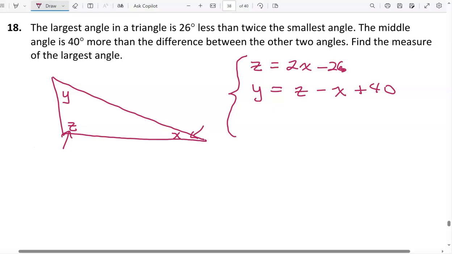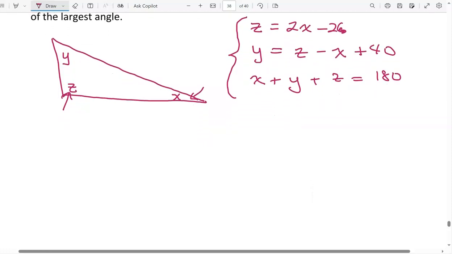So you notice that we have 3 variables and we only have 2 equations so far. There's one more equation, and it's the one you should always be looking for. The 3 angles of the triangle add up to 180. Now all of these have to be moved into standard form.